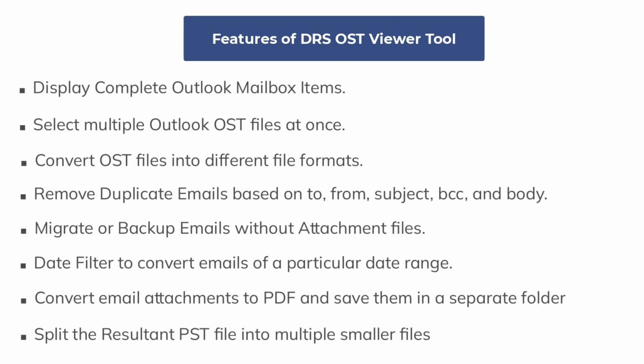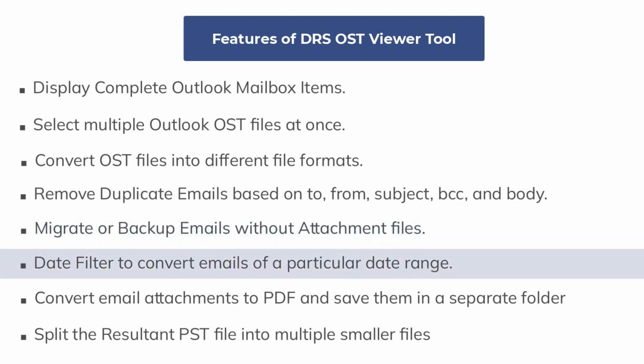It displays all Outlook mailbox folders like Inbox, Sent, Draft, Outbox, Trash, etc. You can add any number of OST files at once in DRS OST Viewer. The application allows you to convert OST to PDF, PST, MBOX, EML, EMLX, MSG, CSV, HTML, and DOC file formats. You can also filter out duplicate emails on the basis of to, from, subject, BCC, and body. You can also exclude email attachments from migration for precise backup.